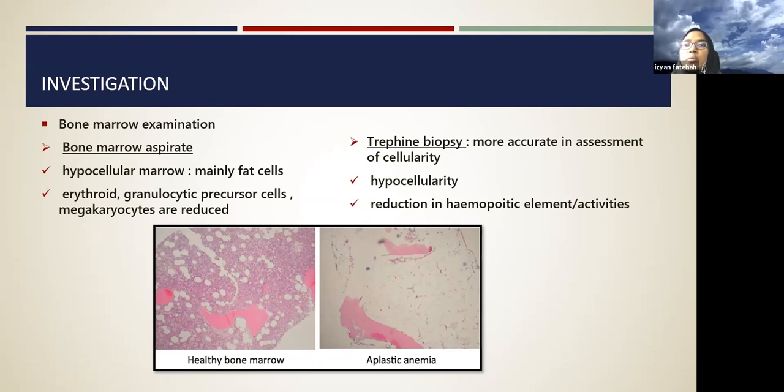It will appear hypocellular, with reduction in hemopoietic elements and also activity. Trephine biopsy, and not trephine. Trephine biopsy. Okay, thank you.